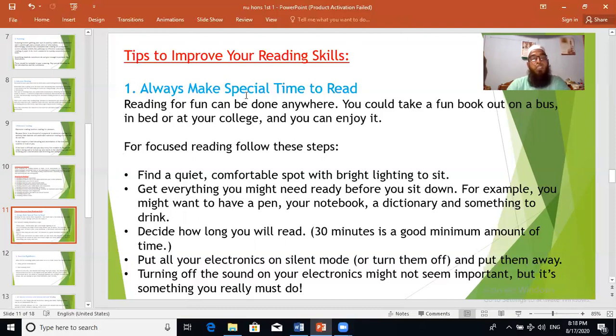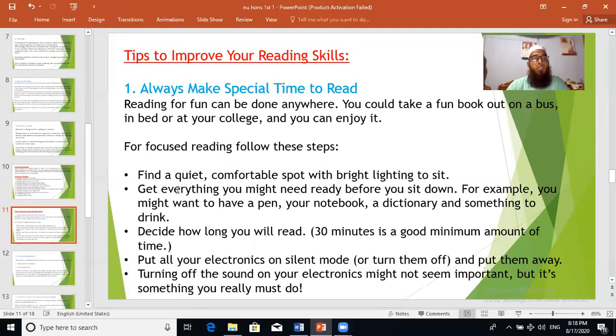First one, always make a special time to read. As a student of English, if you want to improve your reading skills, you must make a special time to read. Reading for fun can be done anywhere. You could take a fun book out on a bus, in bed, or at your college, and you can enjoy it. For focused reading, follow these steps.